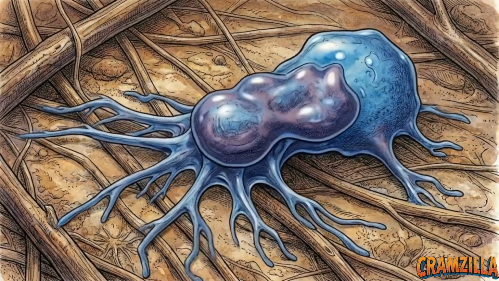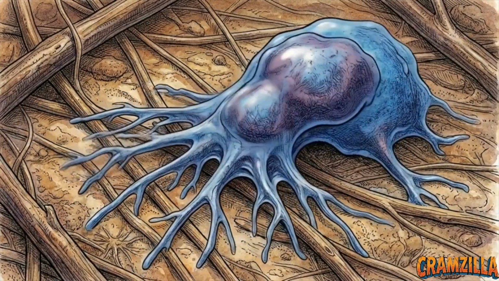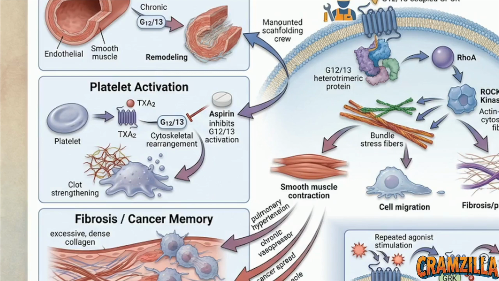That structural power is not limited to stationary vascular tissue. Highly mobile cells utilize the exact same mechanism to move. On the left side of the chart, in the platelet activation panel, thromboxane A2 binds to its receptor. This triggers G12/13 to force massive cytoskeletal rearrangement. The platelet physically changes shape, sprouting pseudopods to interlock and strengthen the clot. When we prescribe aspirin to prevent strokes, we are indirectly inhibiting this downstream shape change, preventing those platelets from locking together.